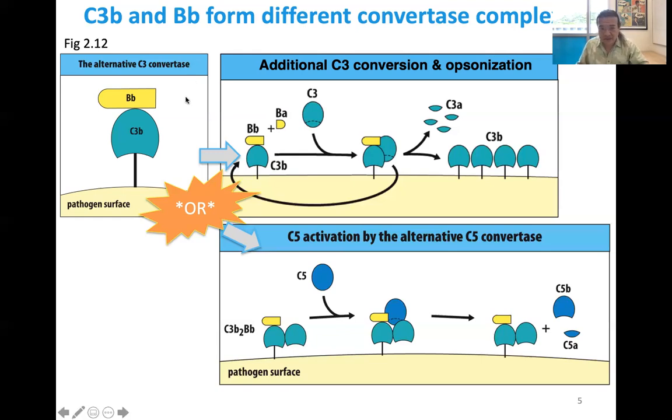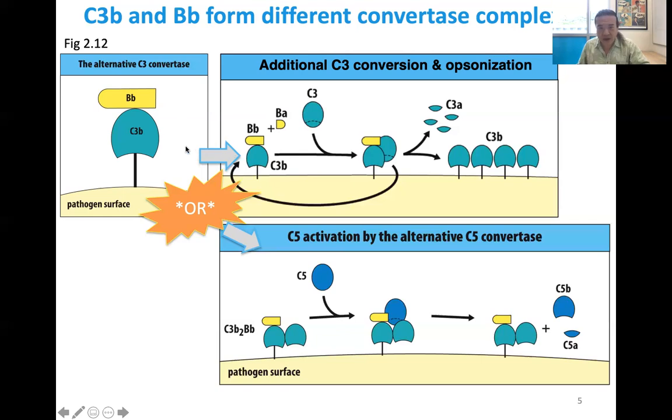So previously, we had looked at these top two panels here. We said that once you get a C3b that has attached to the surface of a pathogen, and that C3b can recruit another complement protein, factor B, that then gets activated, so it becomes Bb because the little Ba cuts off, right?